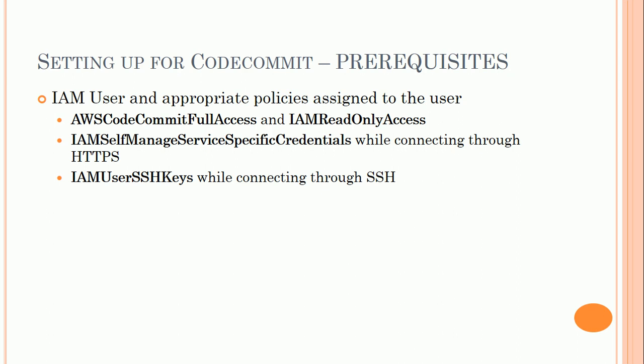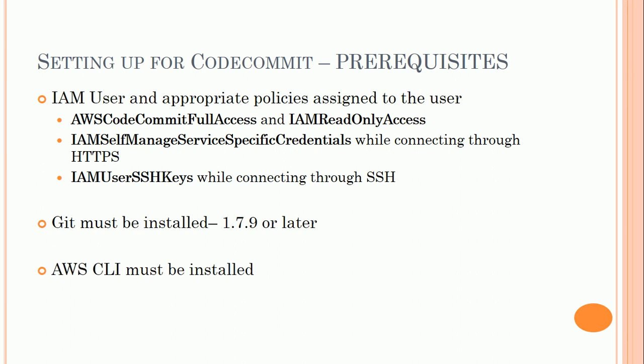Now to work with files, commits and other information in the AWS CodeCommit repository, we must install Git on our local machine. AWS CodeCommit supports Git versions 1.7.9 or later. And to interact with the AWS repository, the AWS CLI must be installed. So these are all the prerequisites for connecting the local repository to the remote repository, and we are going to set up the environment in the next lab on our local development machine.